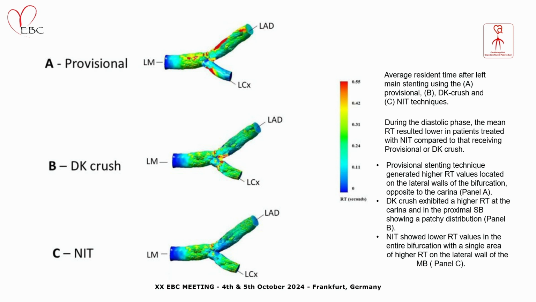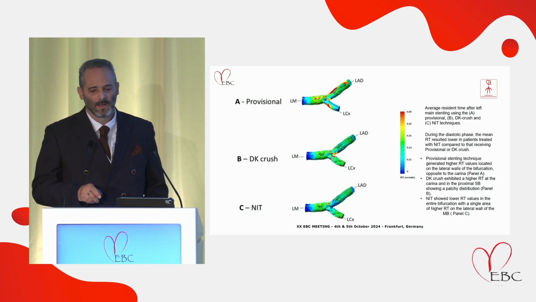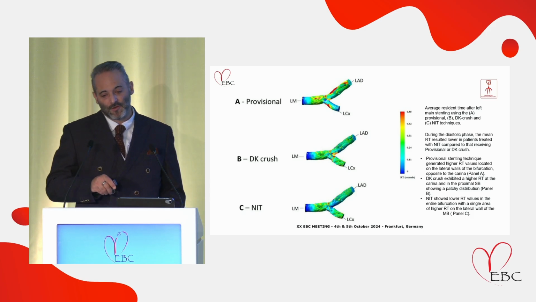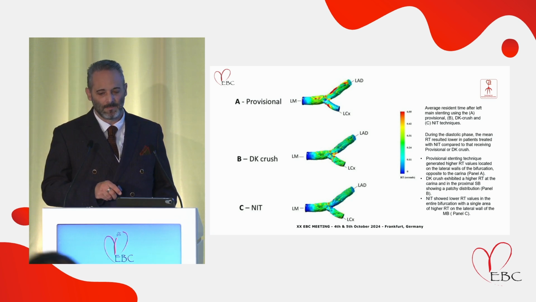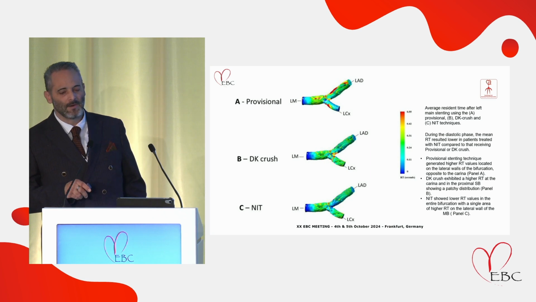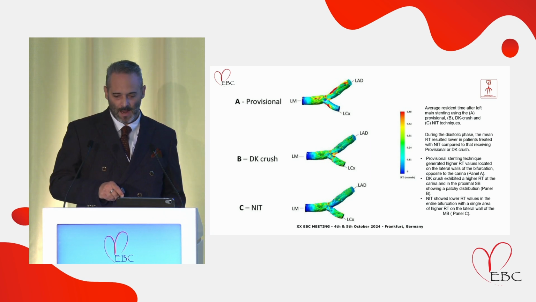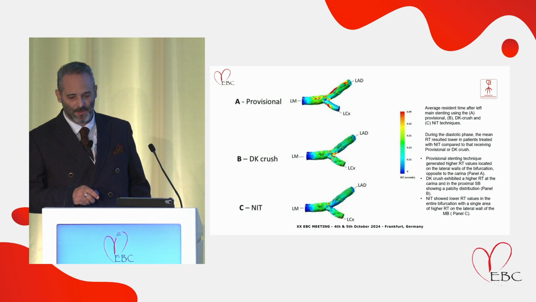the best result. Provisional stenting generates a higher residence time value located at the lateral walls of the bifurcation opposite to the carina. In comparison, Culotte has a higher RRT at the carina in the proximal side branch, and non-inverted T shows lower RRT values in the entire bifurcation segment.